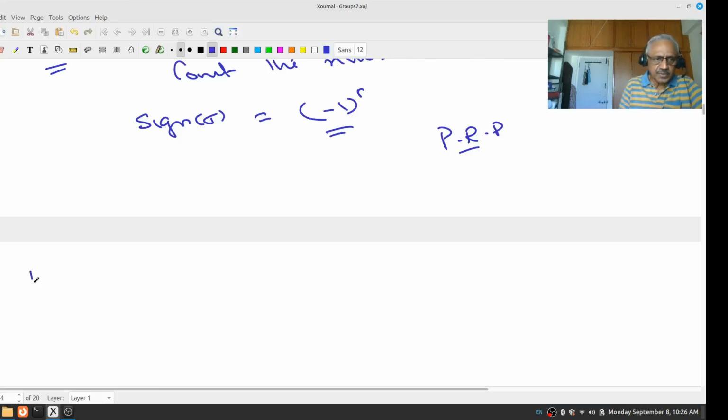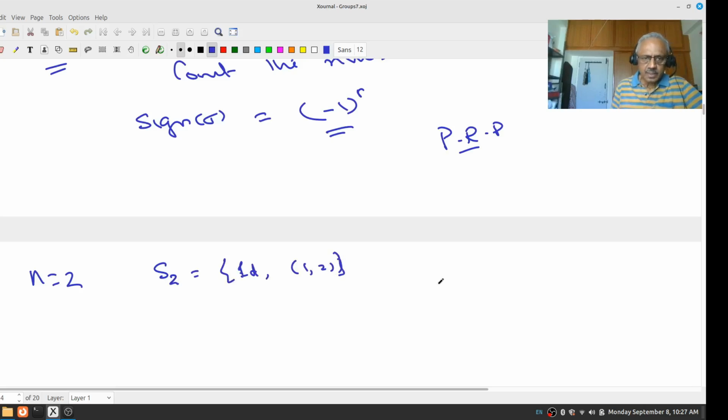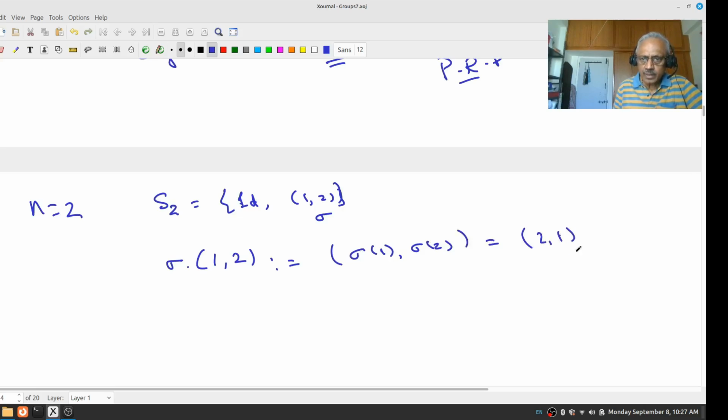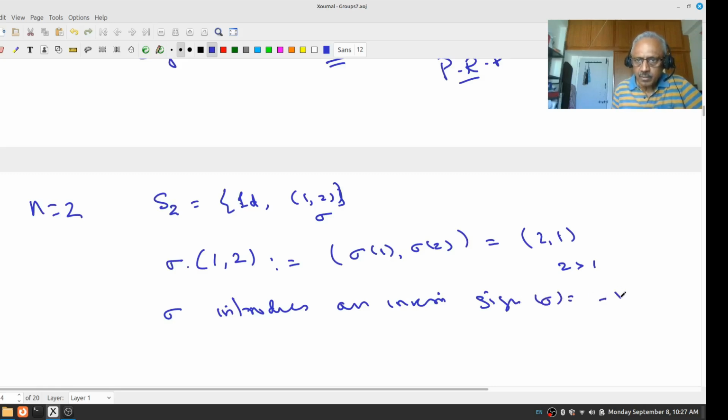So let us assume n equal to 2. Then S2 has only two elements, the identity or the transposition (1 2), right? Now this is your sigma. Let's look at the ordered pair (1, 2) and apply sigma to this. What do I get? I get (sigma 1, sigma 2), which is (2, 1). Therefore 2 is greater than 1, so sigma induces an inversion. Therefore the sign of sigma should be equal to (-1) to the power 1, which is -1.